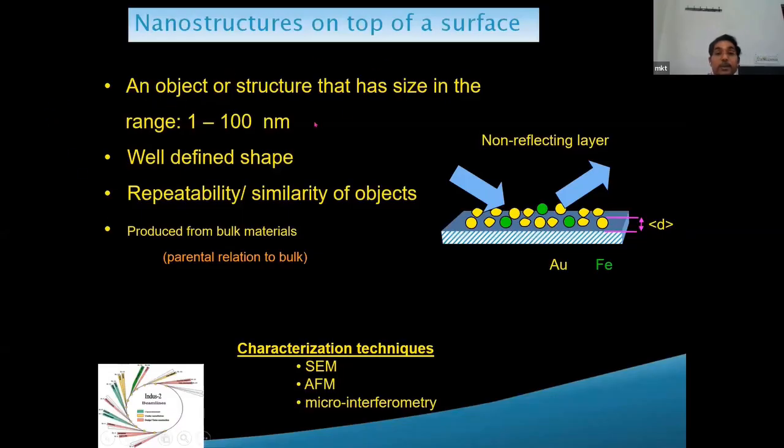Typically, one can analyze particles in the 1 nanometer to 100 nanometer range with well-defined shape. You can also distinguish the shape of the particle and the size distribution. Conventional techniques normally used are SEM, AFM, and microphotometry. But the disadvantage of the GXRF technique is that it is an elemental technique. So if you have a mixture of particles, you can distinguish the size of particle A and particle B, for example, iron and gold.